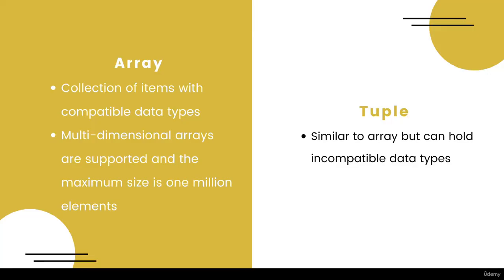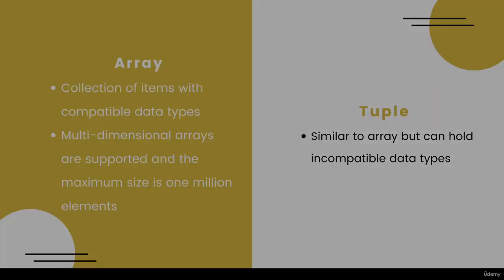Let us now move on to the tuples in ClickHouse. A tuple is a collection of items where each item can be of any data type. And unlike arrays, the elements are not required to be of homogeneous data types. We can use the tuple function to declare a tuple. Let me show you an example.